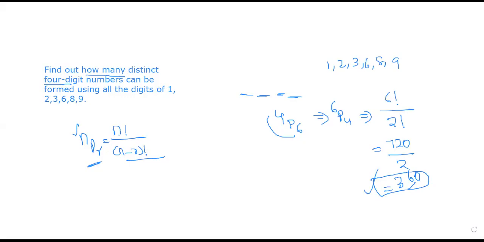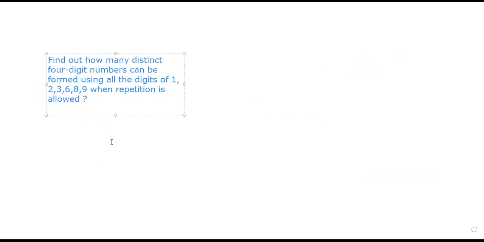Here you have my next question. Find out how many 4-digit numbers can be formed by using 1, 2, 3, 6, 8, 9 when repetition is allowed. When repetition is allowed, very important question. Previously we have done the same question, but repetition is not allowed there. We didn't repeat any letters, but in this one you need to repeat the letters. So how many total positions are there? 4 positions, because we need to frame 4-digit numbers only. By using which numbers? 1, 2, 3, 6, 8, 9.